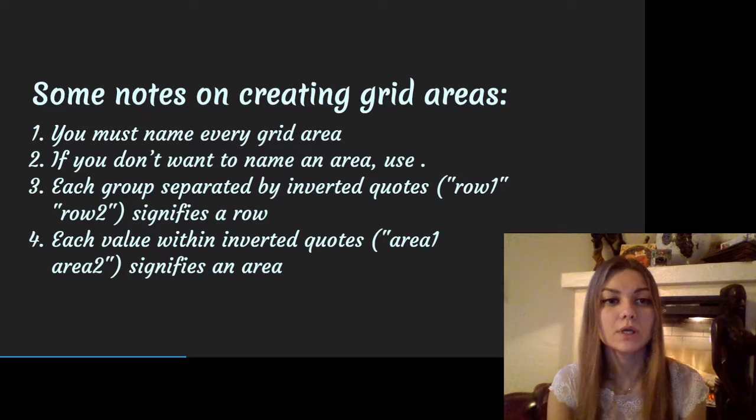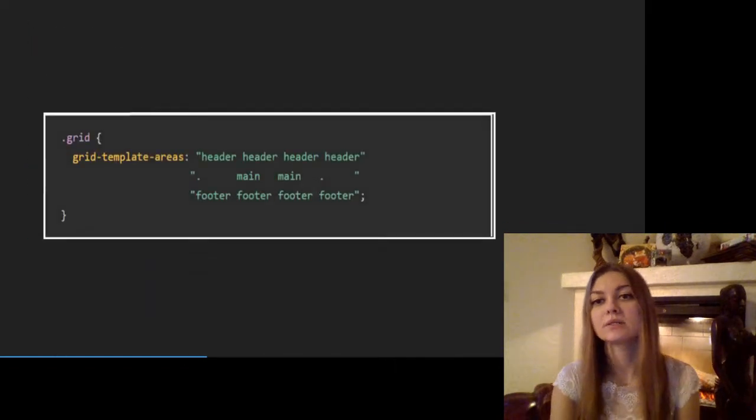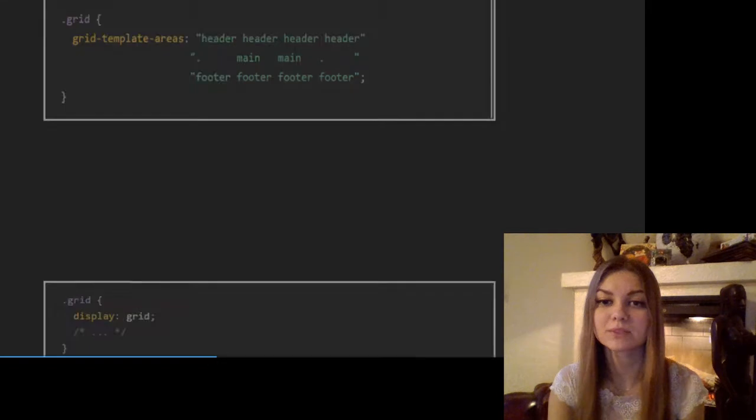The fourth, each value within inverted quotes signifies an area. The example here has 3 grid areas. Header on the first row and takes up 4 columns. Main on the second row and takes up the middle 2 columns. Footer on the third row and takes up 4 columns.